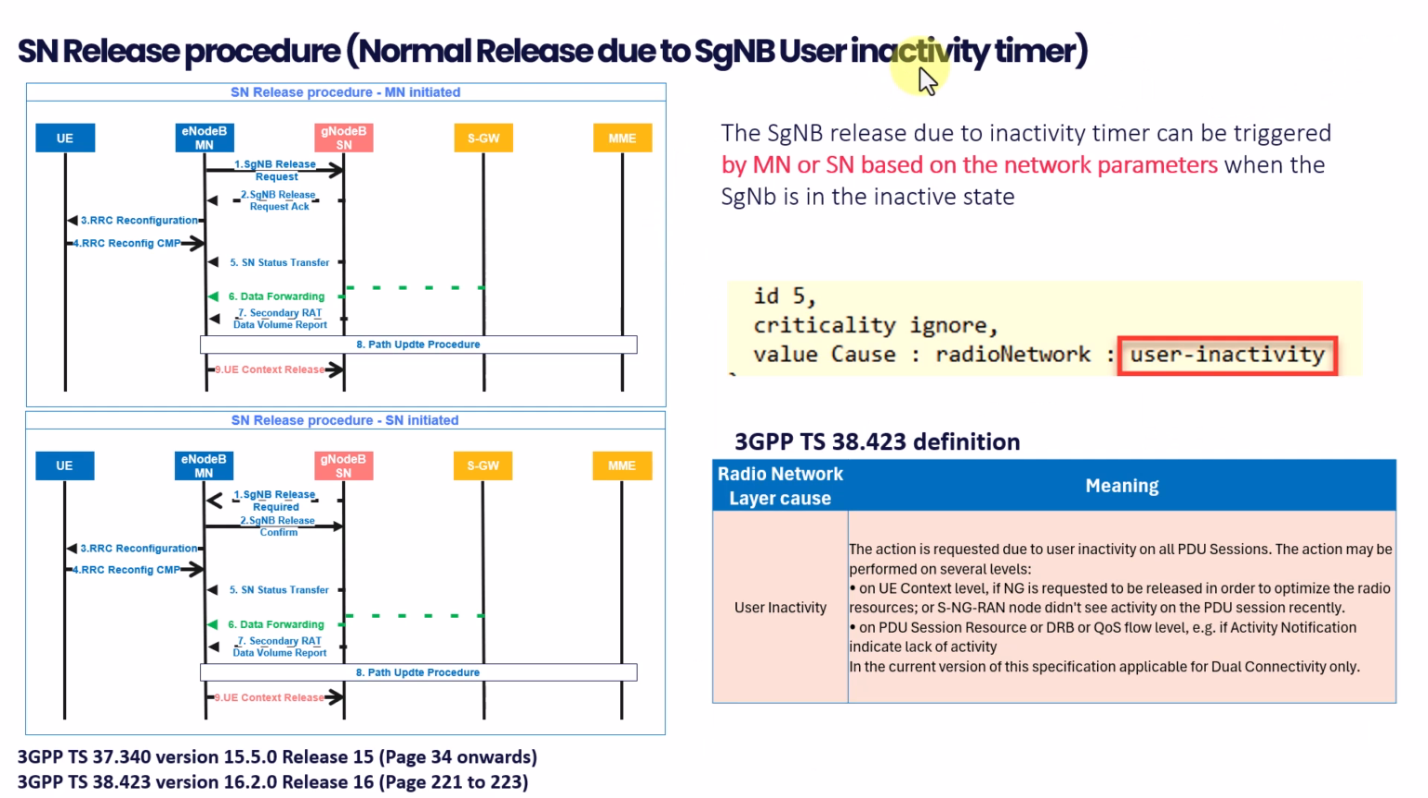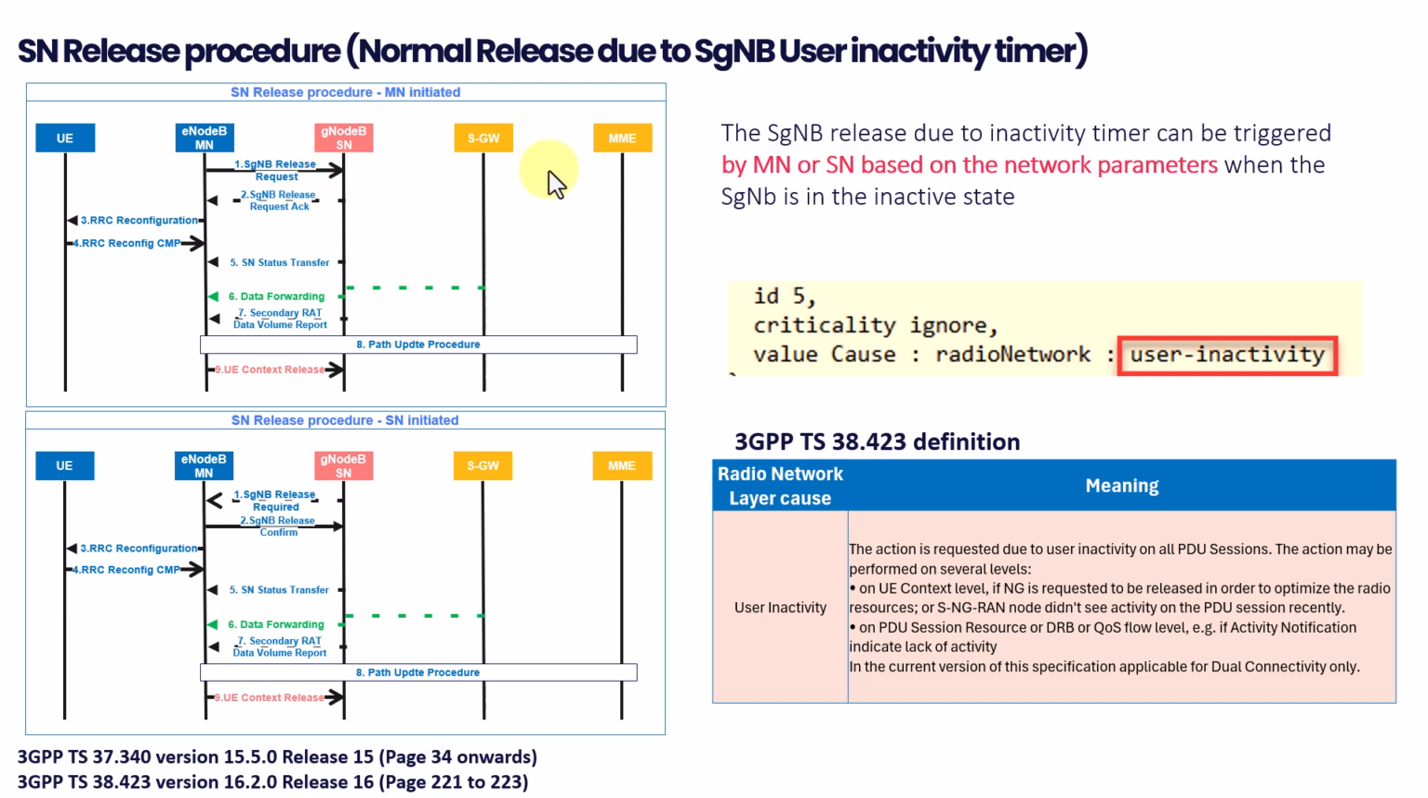So let's move on. The next one is about the SgNB user activity. All of that is a normal release. This is the third common cause, and it is the most common one for sure. It is whenever the eNB evaluates the 4G activity timer. Let's say you set the network parameters to release the secondary connection based on the inactivity timer of the 4G network. For example, if the inactivity timer is 10 seconds and the user is in inactive state for 10 seconds, in this case the eNB will directly send the secondary node release request.